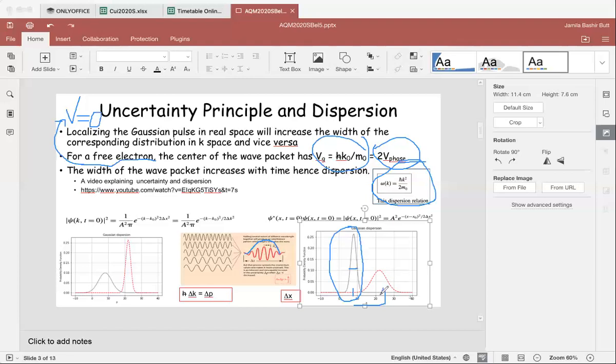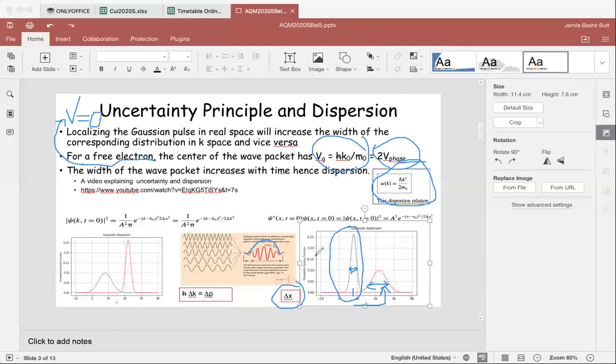Like here, you can see that after some time, the width of this envelope or wave packet has increased. It has become larger. This delta x has become very large. So this is what we call dispersion. The wave is spreading out in space. It's moving towards the right, so its position is changing with time. I am showing delta x here.